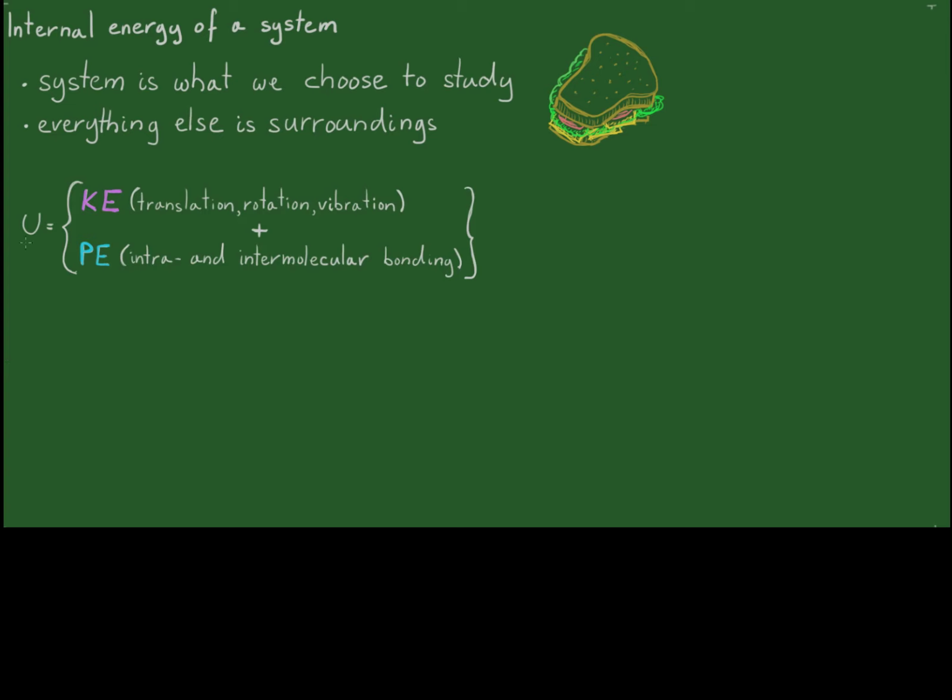The internal energy of a system, symbolized by this U, is the sum of all kinetic energies and potential energies. The kinetic energies include translation, rotation, vibration, while the potential energies include the energy stored in the intra- and intermolecular bonds of a molecule. For example, these two water molecules. There is this bond here, the intramolecular bond between oxygen and hydrogen, and then there's this bond here, the intermolecular bond between two water molecules. Both of these bonds contain a certain amount of potential energy.